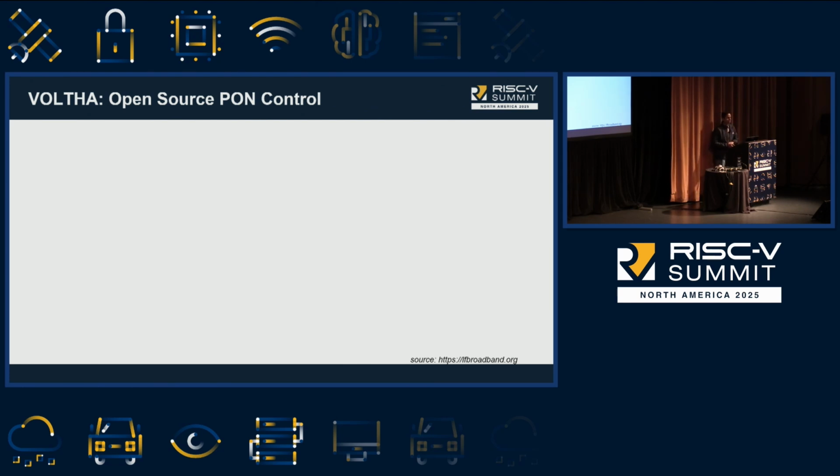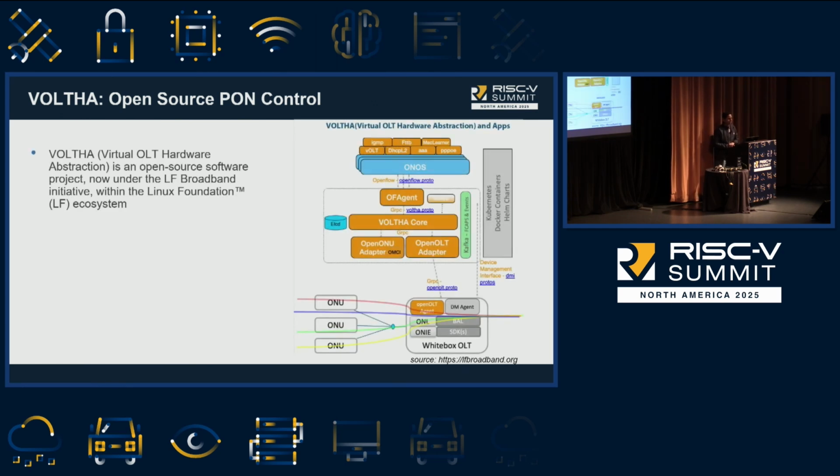So, moving on to even higher layers of abstraction, we thought of integrating VOLTHA. VOLTHA is virtual OLT hardware abstraction. It's an open source platform, and it is right now under the Linux Foundation Broadband Initiative within the Linux Foundation ecosystem. It is described as the open source PON control, but it's more of a management, higher layer abstraction on top of the SDK, as we'll see in a moment. It provides abstraction of PON solutions, allowing service providers to manage different OLTs and ONUs through a unified stack.